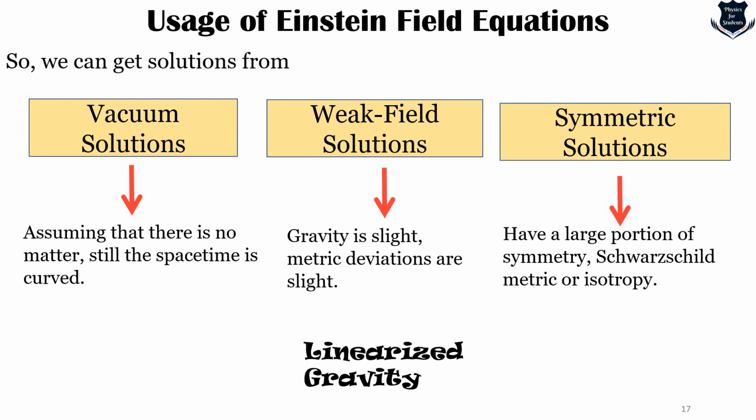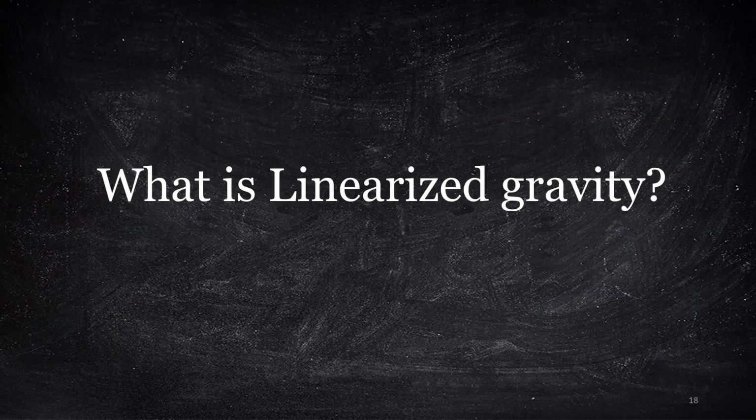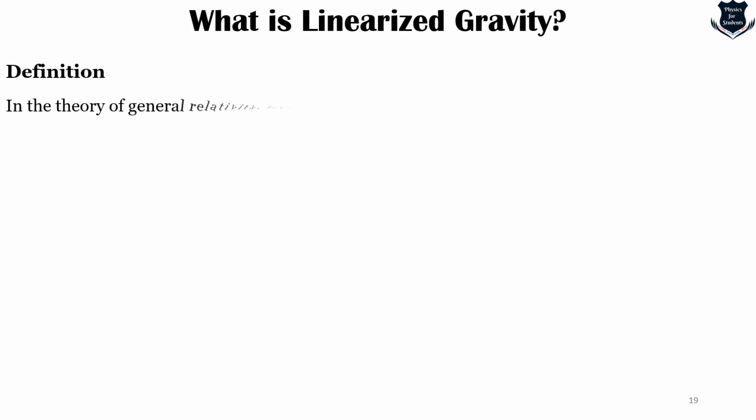Now these weak field solutions actually lead to something very important, which is called linearized gravity, and this linearized gravity gives us some of the practical applications or practical solutions of Einstein's field equation. What are the practical applications? Before that we need to understand a little bit about what linearized gravity is. Okay, so what is linearized gravity? Let me tell you a basic definition.